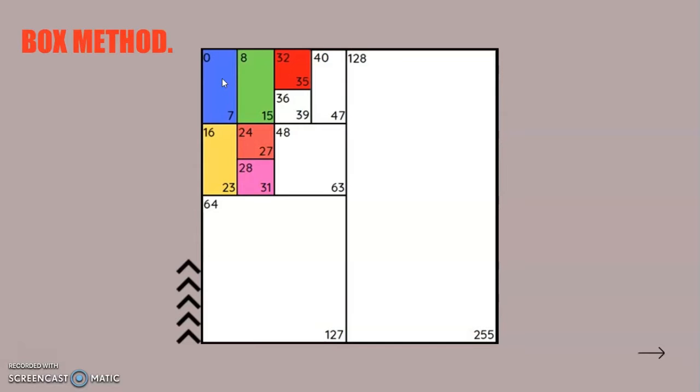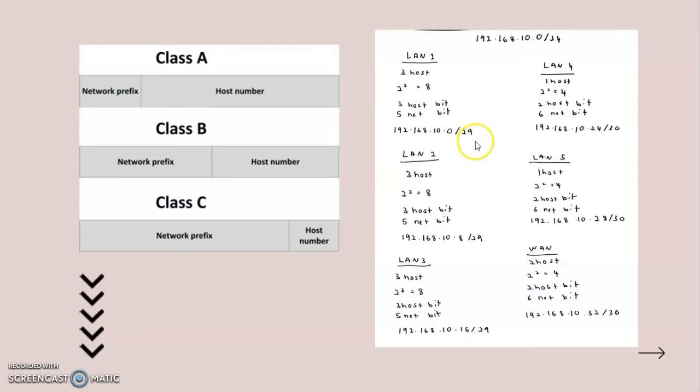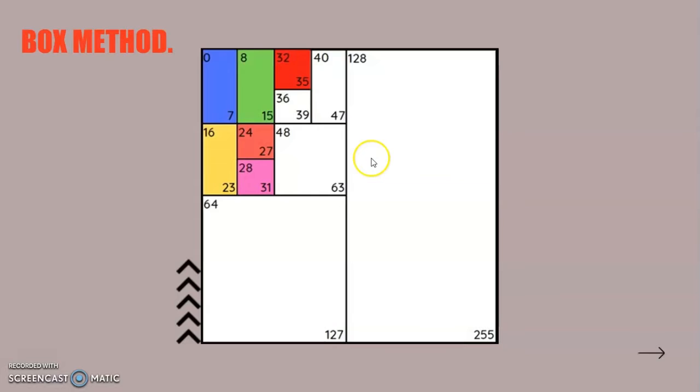So as you can see here, it first started with 3 hosts, and then 2 hosts, and then 1 host. This is why the numbers eventually become different. So firstly it will become 0.0, 0.8, 0.16, 0.24, 0.28, and 0.32. Alright, that is all for me.